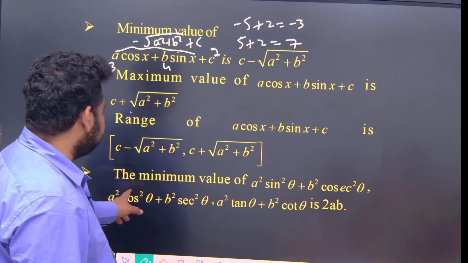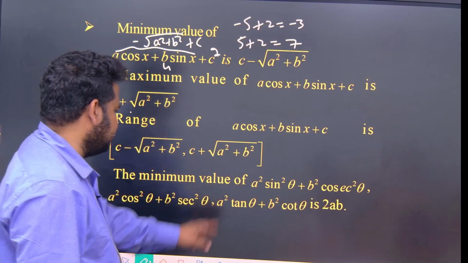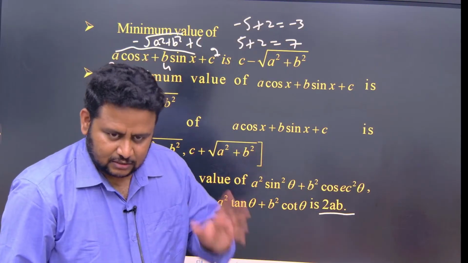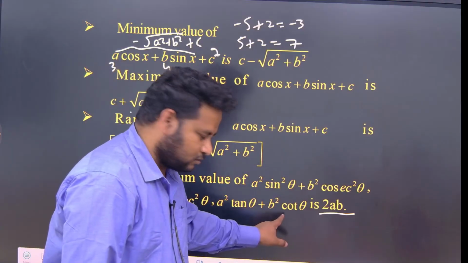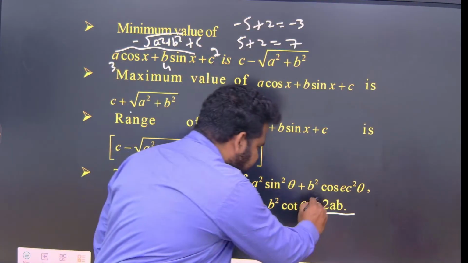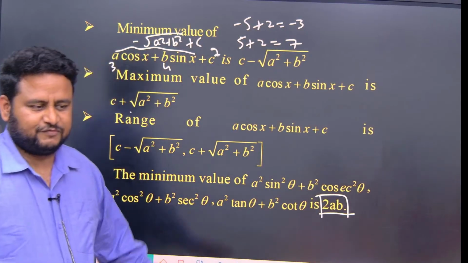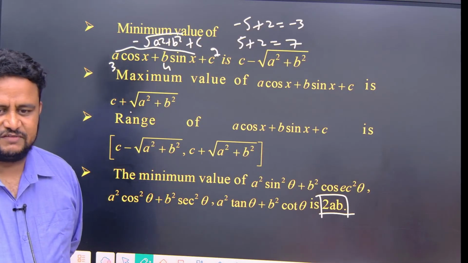So the minimum value of a square sin square theta plus b square cos square theta, or a square tan square theta plus b square cot square theta, is 2ab. So what is this? Sin square and its reciprocal, cos square and its reciprocal square, tan square and its reciprocal, cot square, that is 2ab. Make a note of it, important. Directly they will ask question. That time if you get this, directly you will answer. So please remember. So this itself is a notes for you.